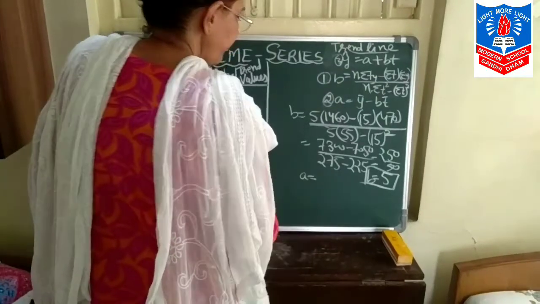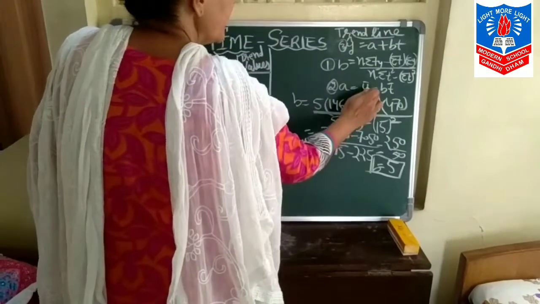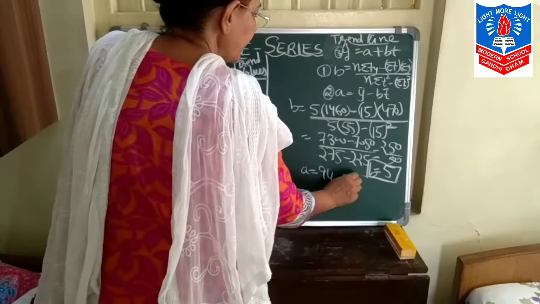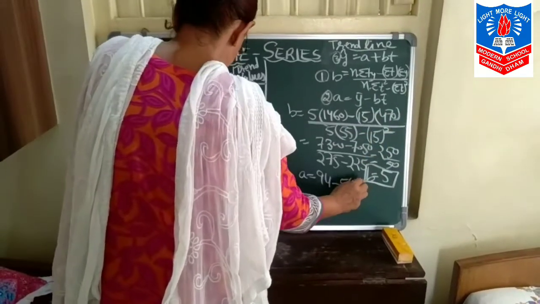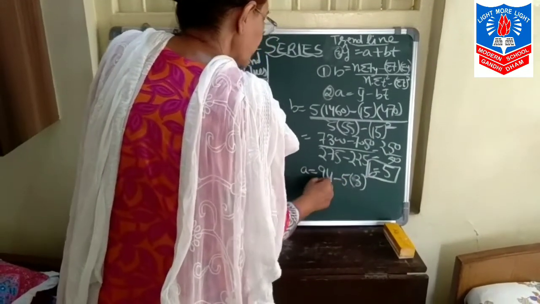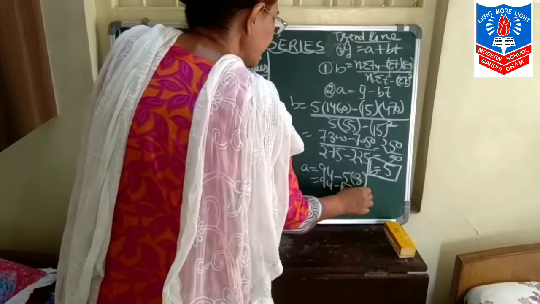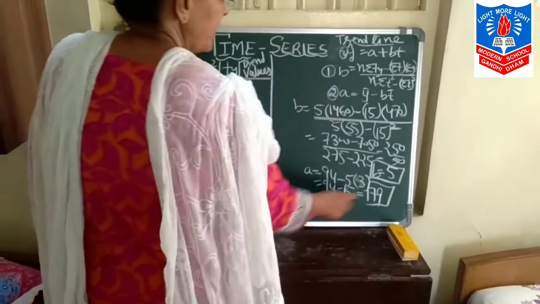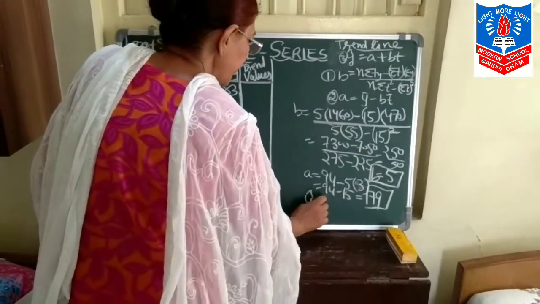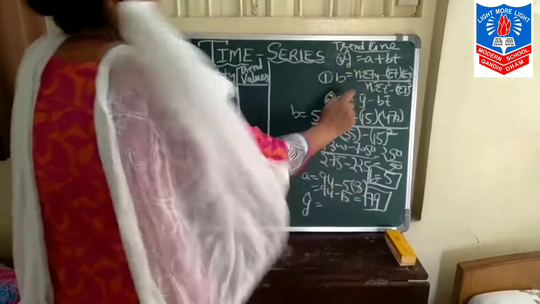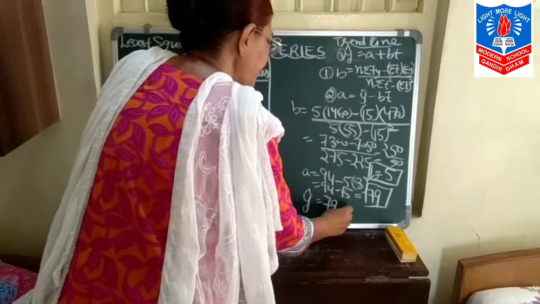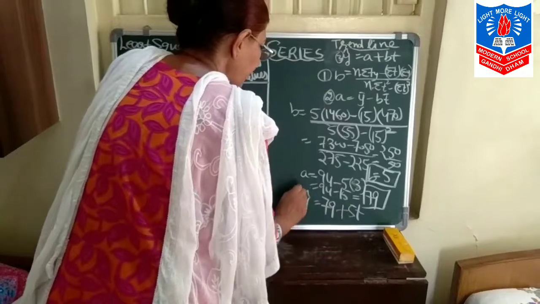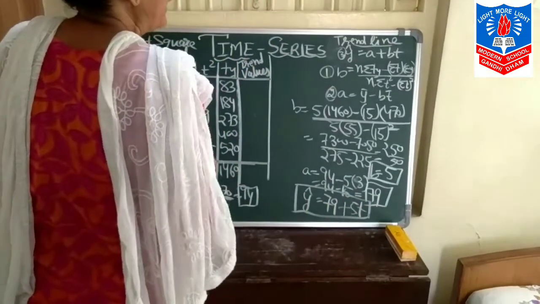Now next we find a. For that the formula is y bar minus b t bar. Y bar is 94 minus b, 5, into t bar, which is 3. So it will be 94 minus 15, that comes to 79. Now a and b, both of these values we put in the trend line, that is 79 plus 5t. Now this is your trend line.